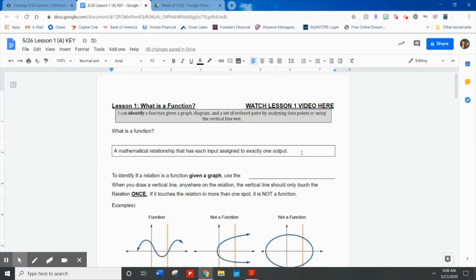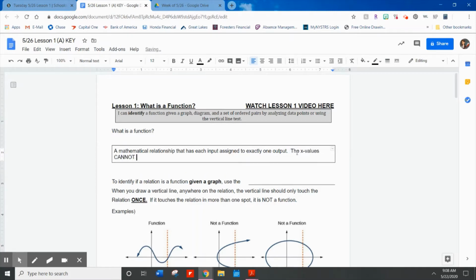In easy, simple terms, it means that the X values cannot repeat. So first we're going to work with graphs. The easiest way to identify if a graph is a function or not is to use the vertical line test.